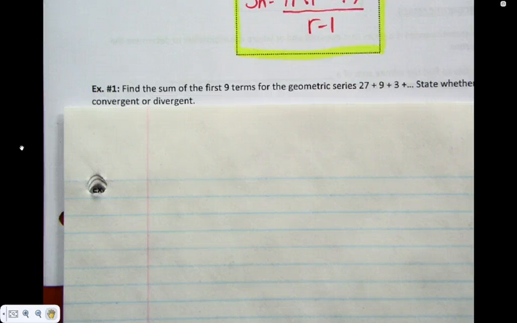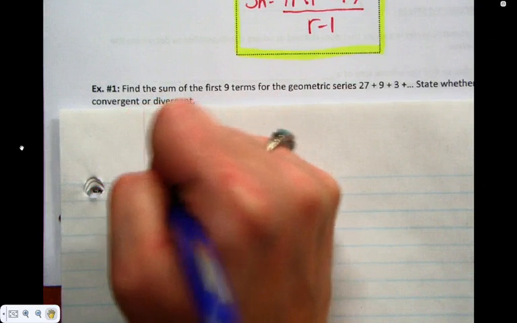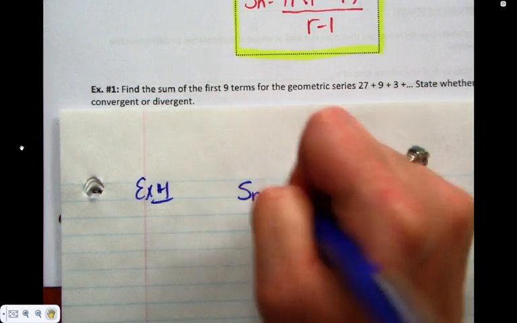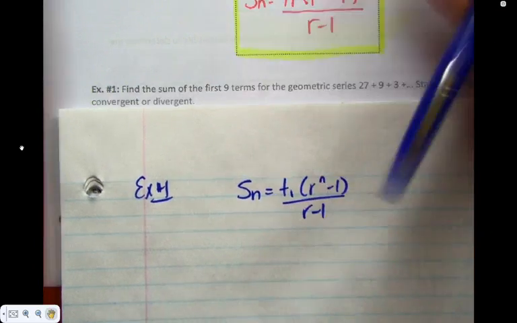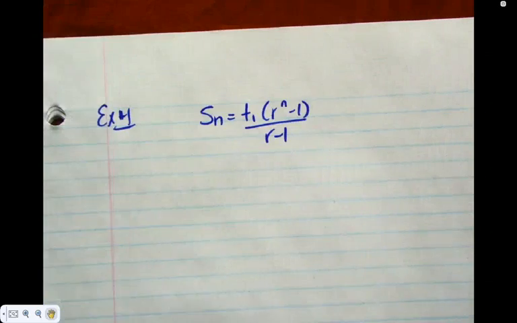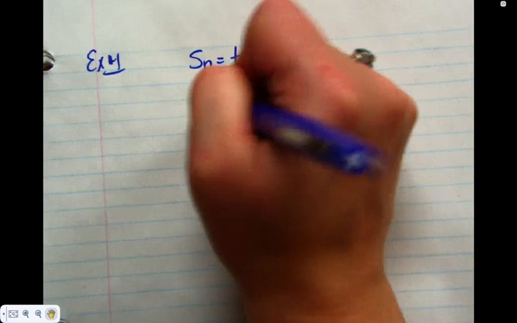Again, example 1 is a straightforward, just find a sum question, nothing tricky yet. Find the sum of the first 9 terms for this geometric series, 27 plus 9 plus 3, dot, dot, dot. We want S9, the sum of the first 9 terms.